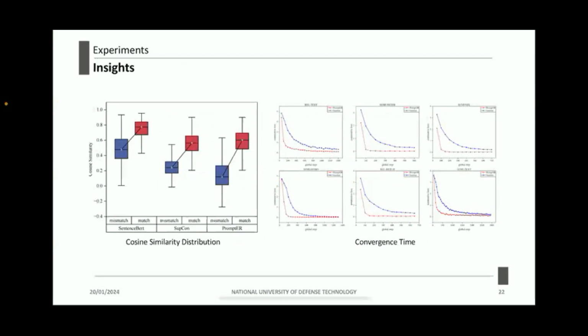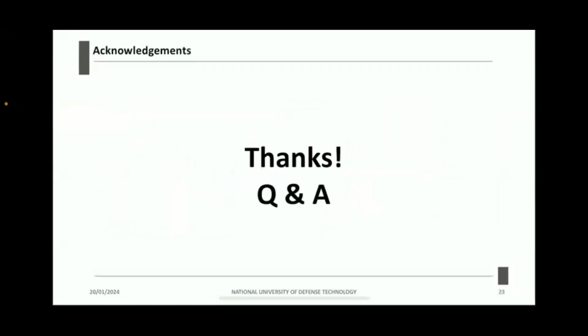We also investigate the influence of prompt embedding on convergence speed. Our method requires fewer training steps to reach convergence compared to the baseline. The above results indicate that our model requires less training time and thus reduces the time cost of model training. That's all. Thanks for listening.